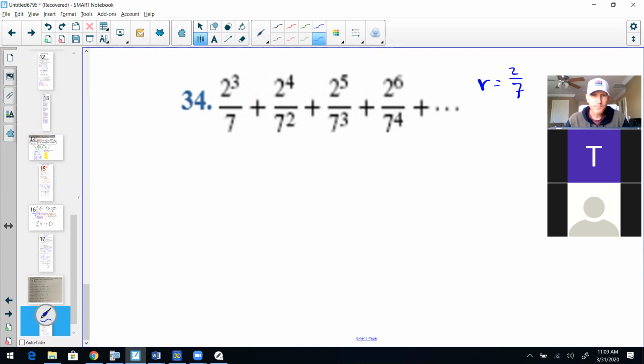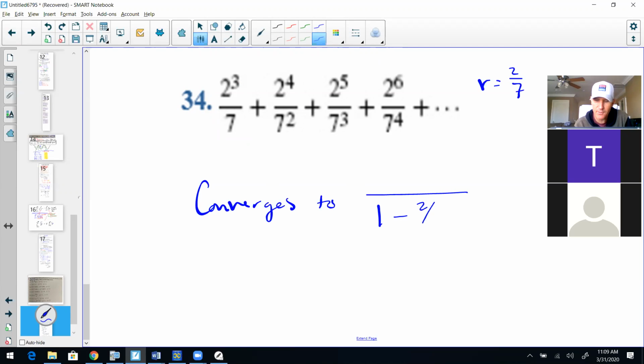Do you see that? And so that tells me that this series will converge. And so this converges to the first term divided by 1 minus 2/7. But what is the first term? Well, they give us a first term. It's just that one, which is 8/7. The first term is just 8/7.